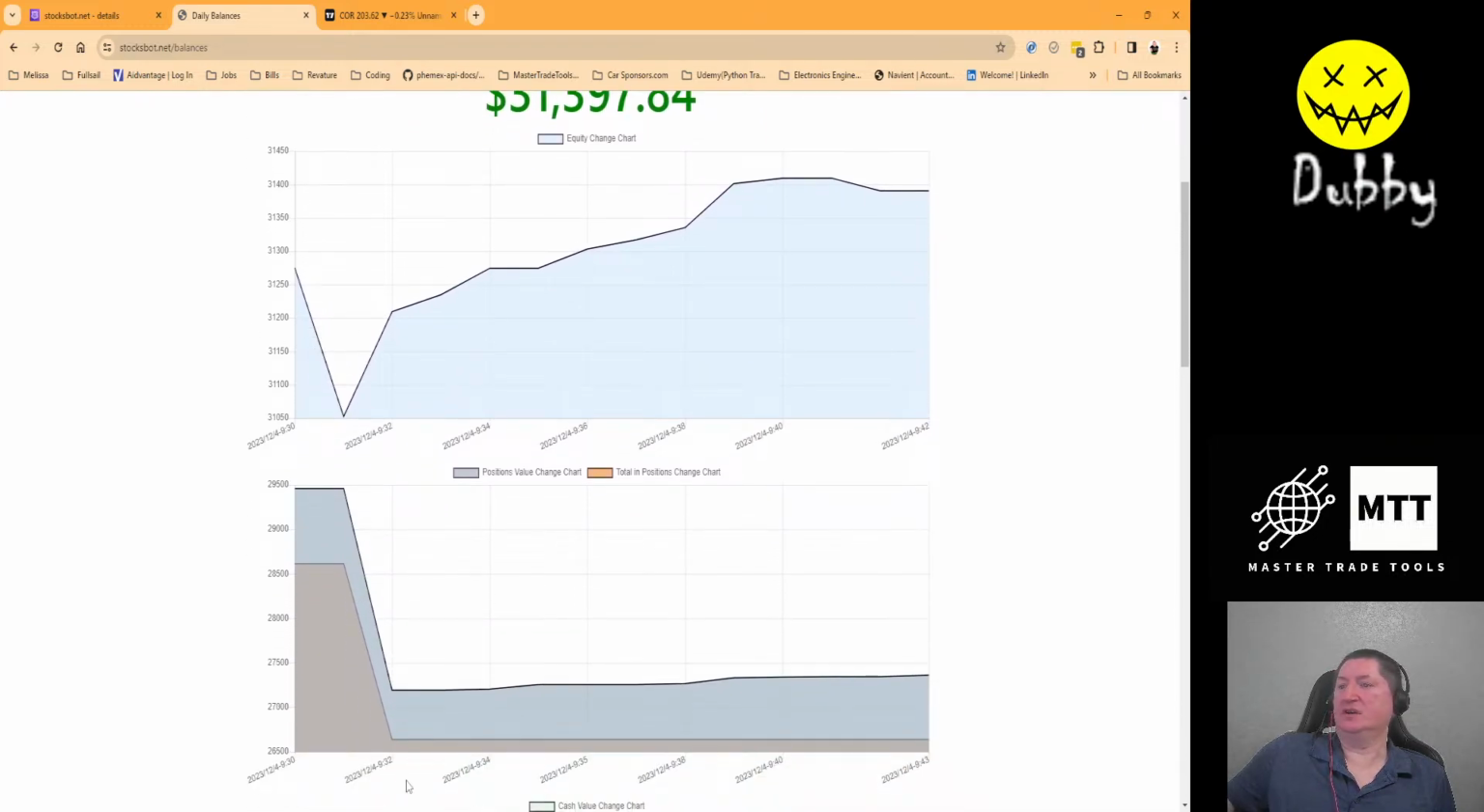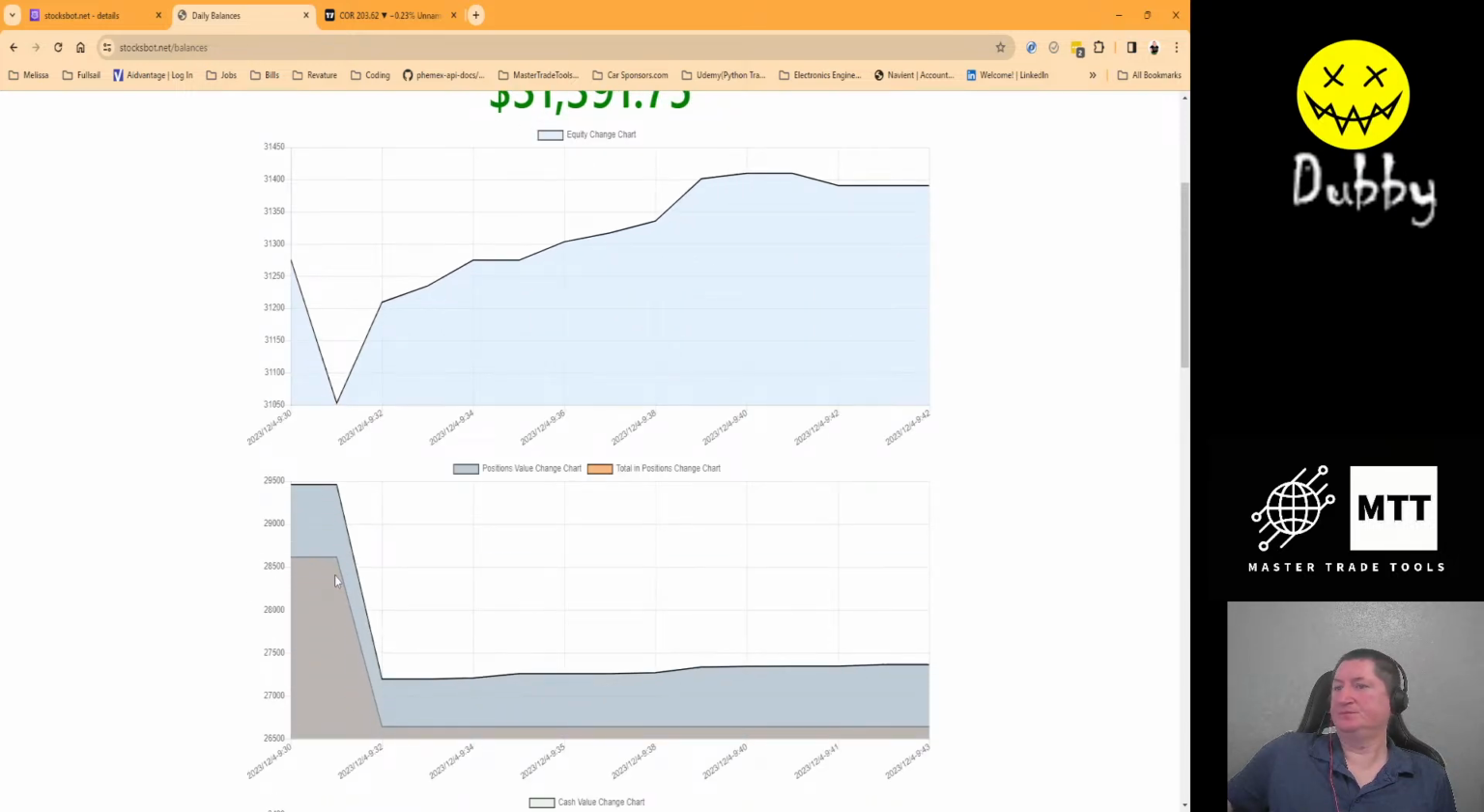You see this steep decline here because we sold off quite a bit this morning. We sold off about 28,600. A little over 2,000.